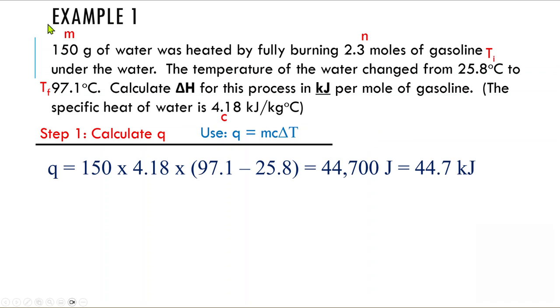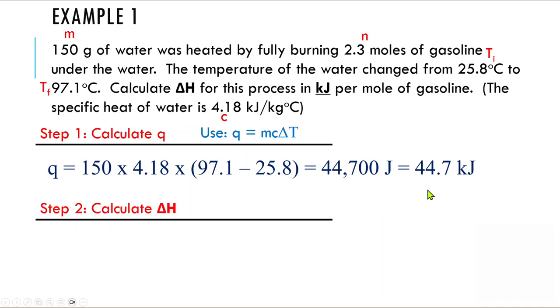So now let's plug in. Mass is 150, specific heat is 4.18, temperature change is 97.1 minus 25.8. When you plug it into your calculator, you get 44,700 joules. But we need kilojoules per mole, so we should convert that joules into kilojoules by dividing by 1,000. When you divide by 1,000, 44,700 becomes 44.7 kilojoules.